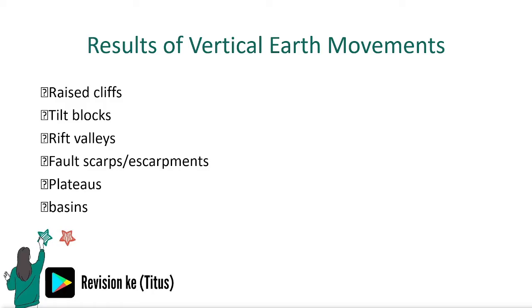What are the results of vertical earth movements? We have raised cliffs, tilt blocks, rift valleys, escarpments, plateaus, and basins.